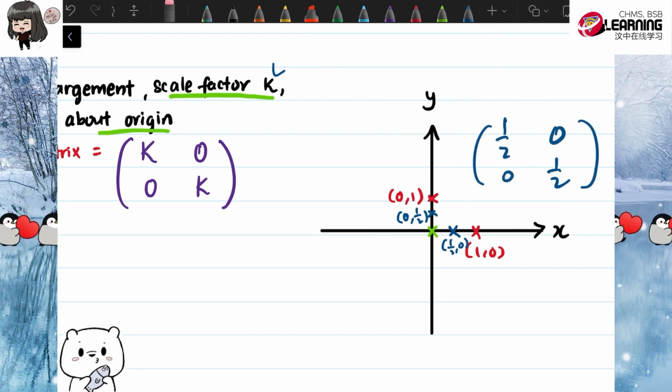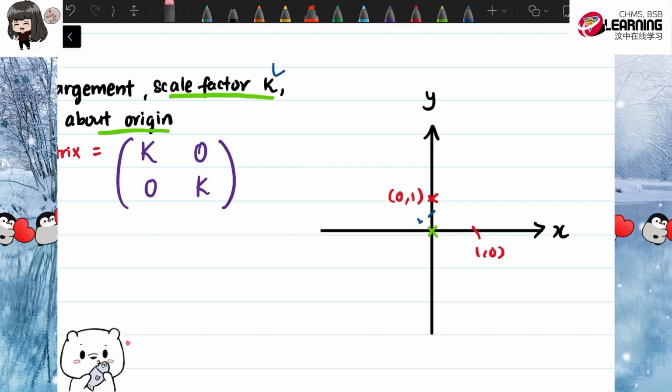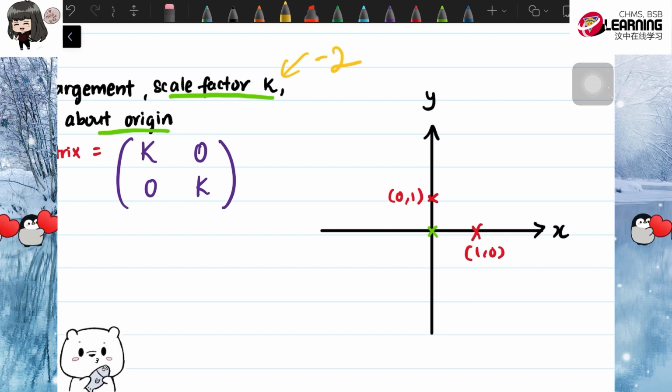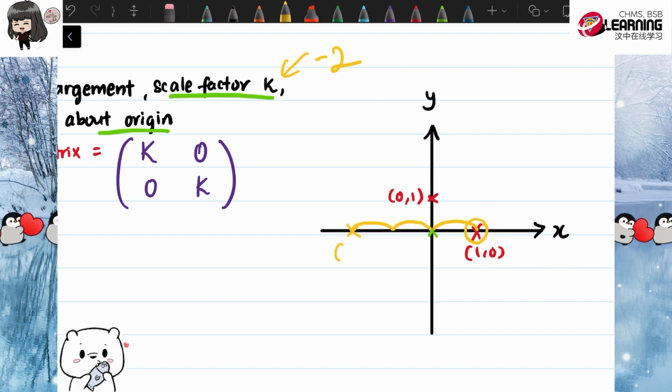What if your scale factor is negative? Negative means opposite direction, right? So with the standard 1, 0 and 0, 1, now I want scale factor negative 2, for example. Scale factor negative 2 means opposite direction. Your 1, 0 is here, right? Opposite direction and double size. Here until here is considered 1, so 1, 2 here. So it will be at negative 2, 0.